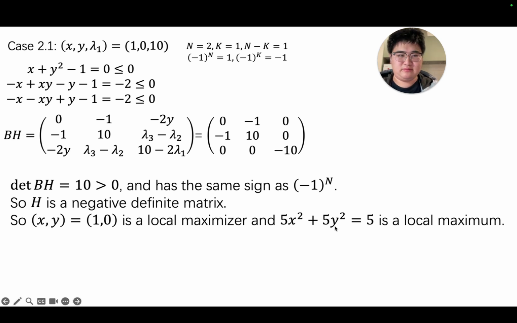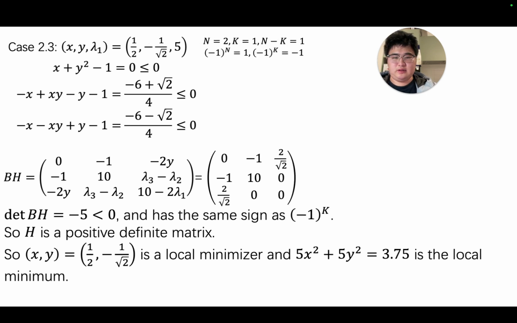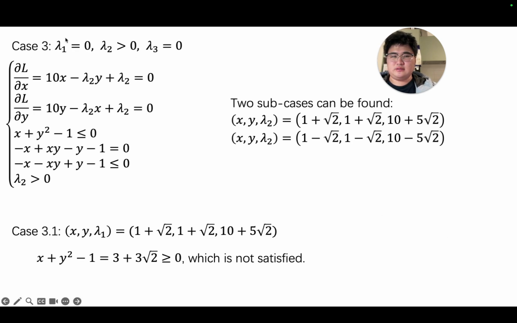Next, we repeat all the steps before, and since the determinant of the bordered Hessian matrix is -5, smaller than 0, it has the same sign as (-1)^k, so we get a positive definite matrix here. So it's a local minimizer and a local minimum. And next, we repeat again and get a local minimizer again. And this is case 3.